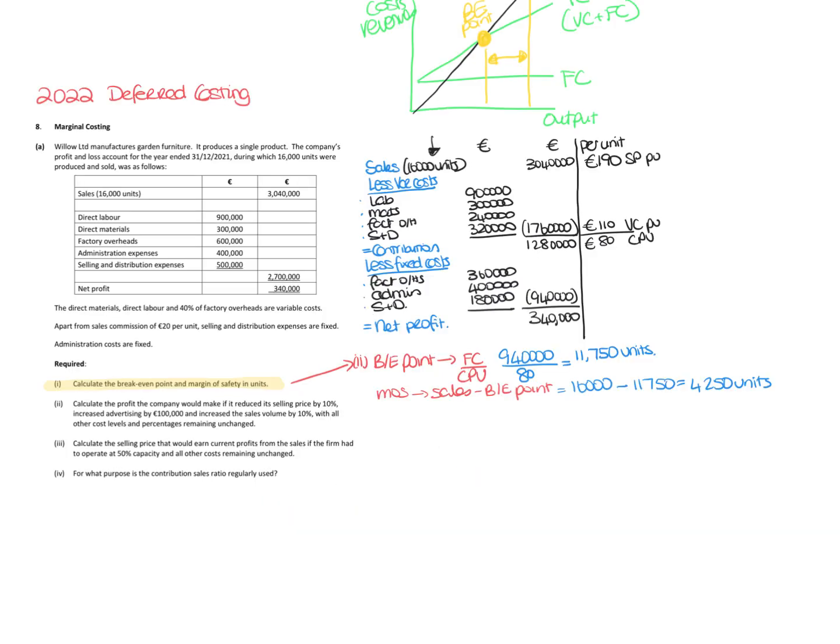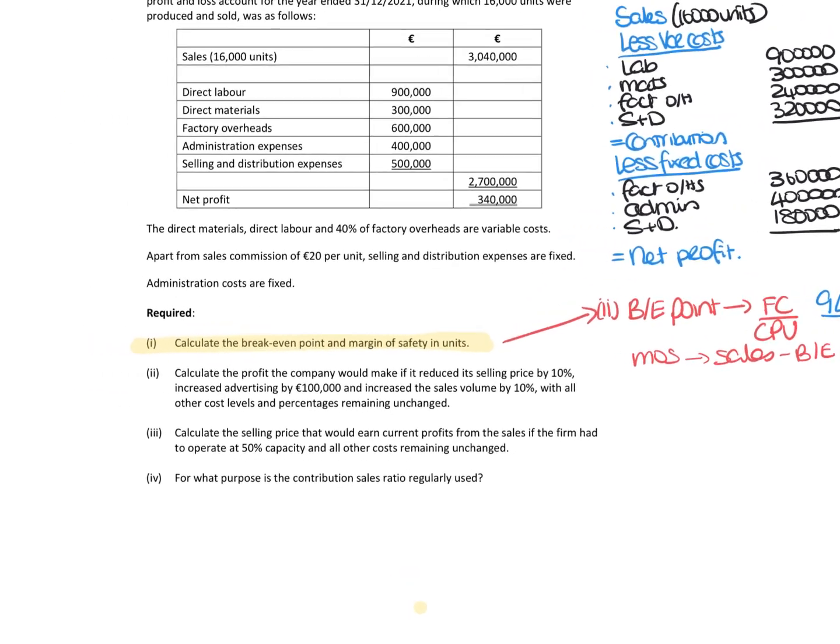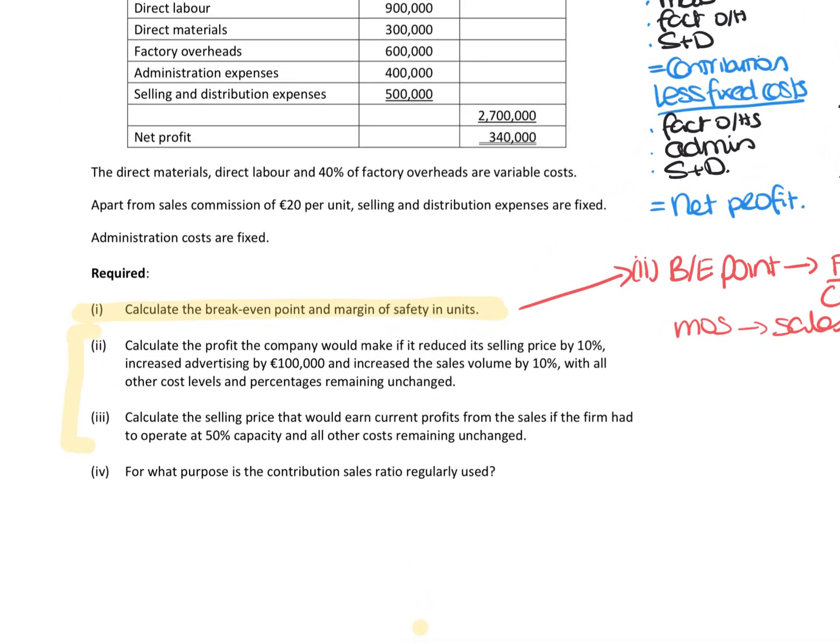Okay, so now we're going to get started in the next couple of bits. So you can see here we've got our what if questions. So we'll move on to part 2. So calculate the profit the company would make if it reduced its selling price by 10%, increased advertising by 100,000 and increased the sales volume by 10%, with all other cost levels and percentages remaining unchanged.